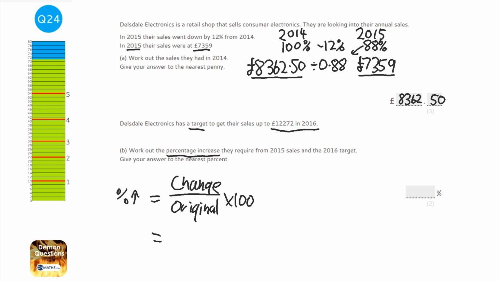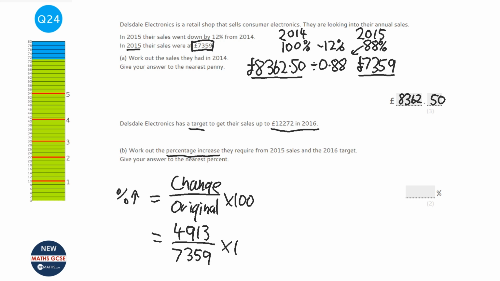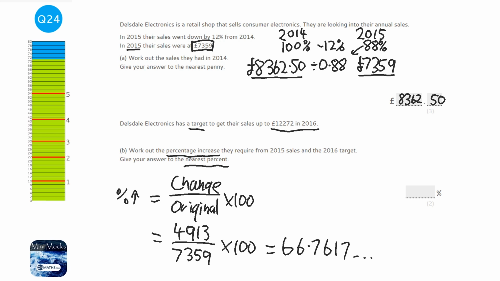times 100. So the change, well, that's going to be 12,272, take away the 2015 sales, so that's that one there, 7,359. So they're looking for it to change by 4,913. The original was 7,359, and we need to times by 100. So I'm going to divide that by 7,359, times it by 100, and that gives me 66.7617 blah blah blah. So to the nearest percent, that's going to be 67%.